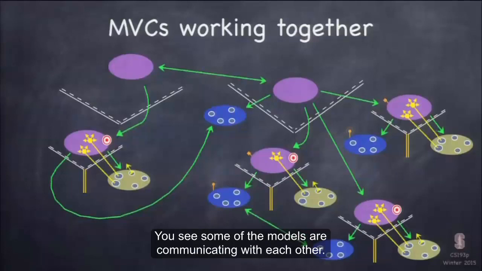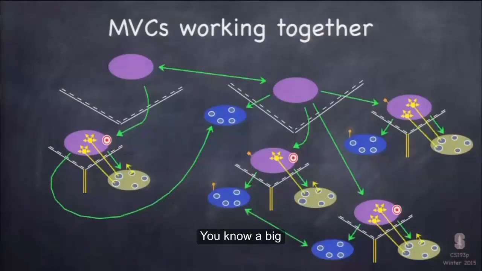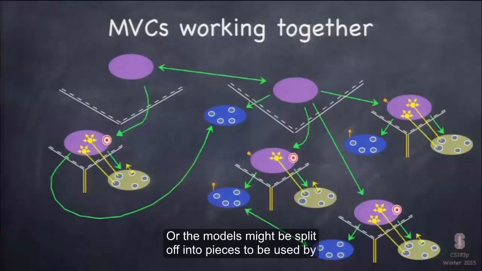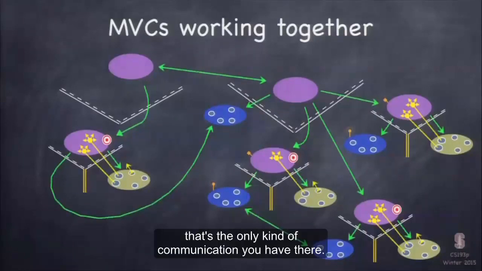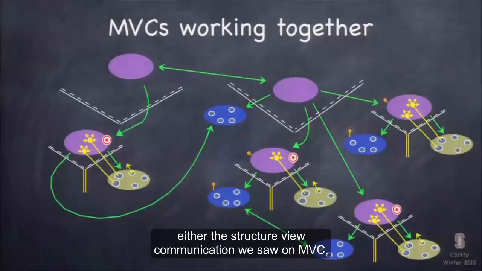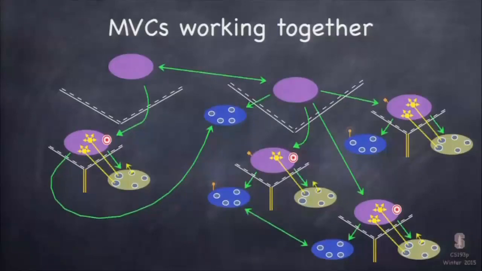You see some of the models are communicating with each other. You know, a big application might have a single shared model, or the models might be split off into pieces to be used by sub-MVCs. Okay? But that's the only kind of communication you have there. All other communication is either the structured view communication we saw in MVC, or it's using MVCs as part of the view of another MVC.